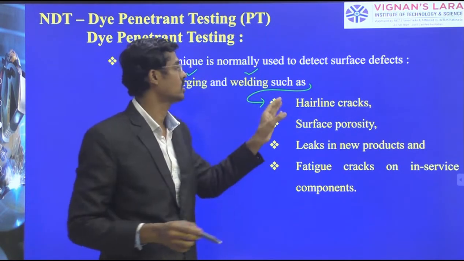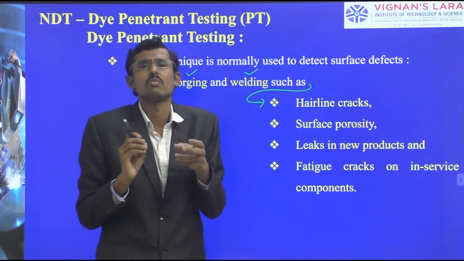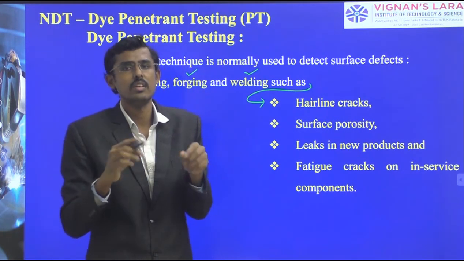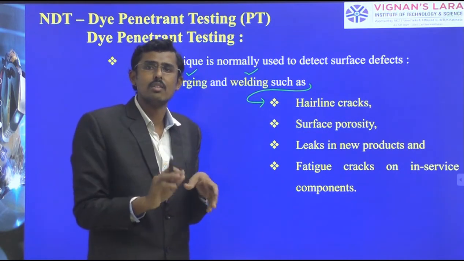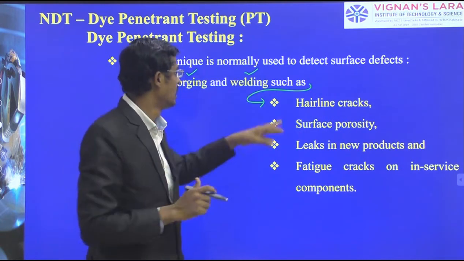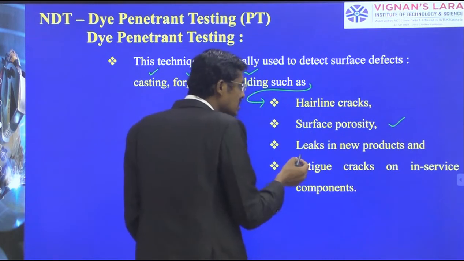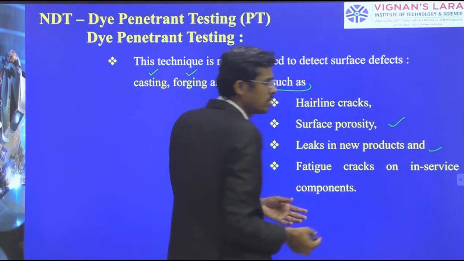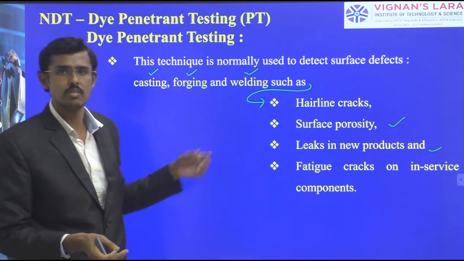Hairline cracks are not visible; if it is less than 0.08, it is not visible to our naked eye. So we depend on some other form, and that form is penetrant testing using contrast colors. It also finds hairline cracks, surface porosities or leaks in new products, maybe liquid leaks on a frame, so that needs to be verified.